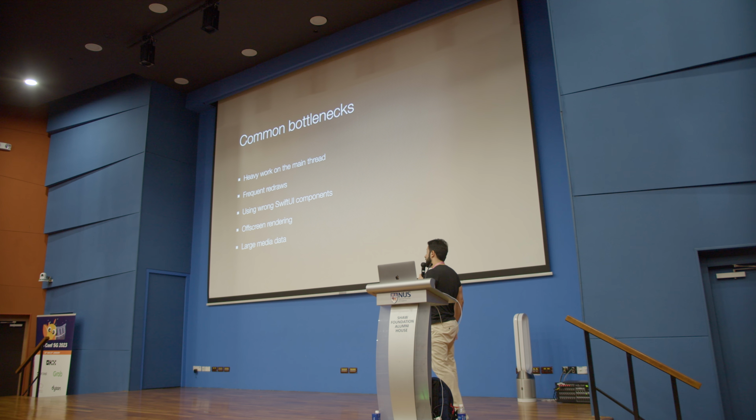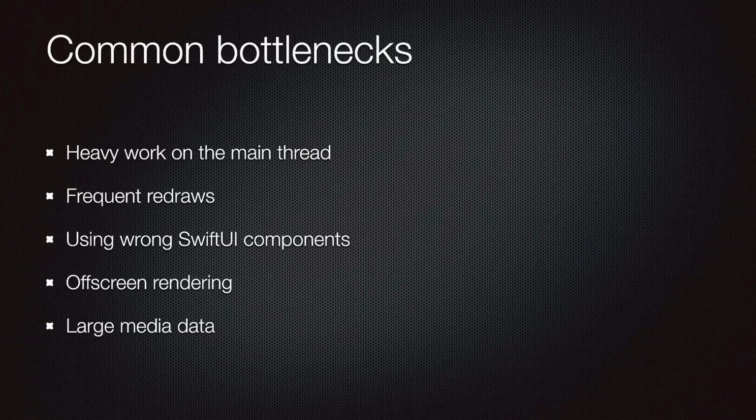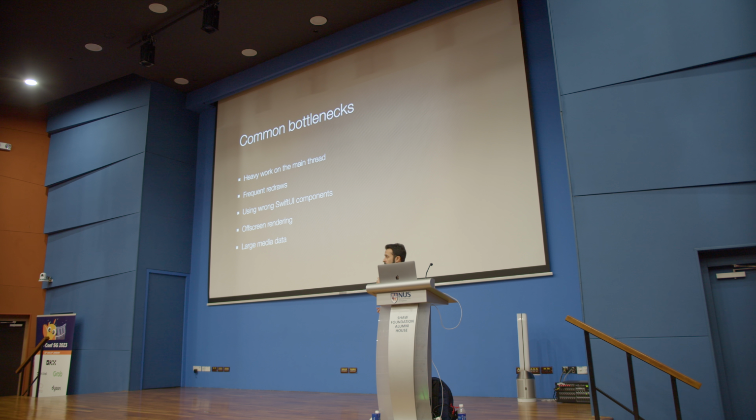Now let's see what we can do in our SwiftUI code to introduce these hitches and how we can fix them. This is not a definitive group of issues that can appear, but things that I find common in the types of apps that I'm working on. We have things like doing something heavy on the main thread, frequent redraws, using wrong SwiftUI components, off-screen rendering, and large media data. We'll cover all of those in this presentation.